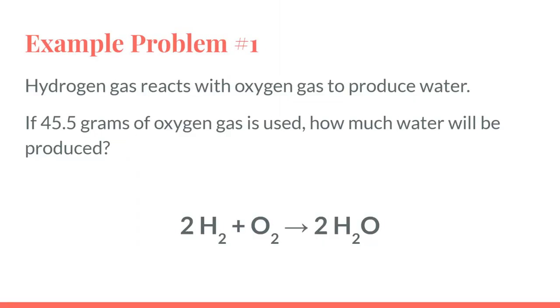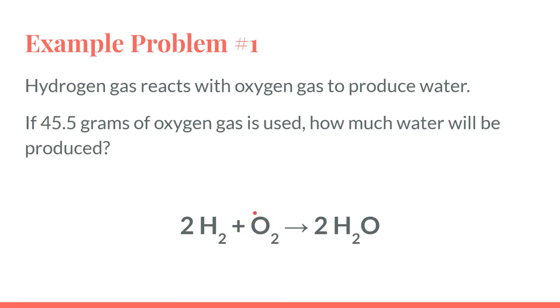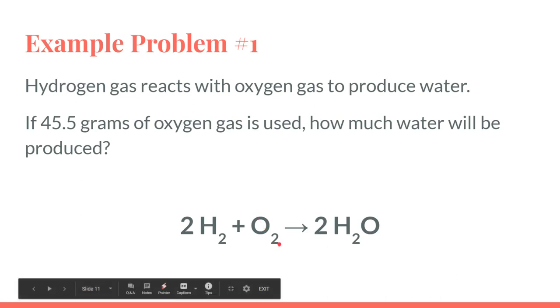So, looking at what I was given, hydrogen gas reacts with oxygen gas to produce water. I know hydrogen gas is H, and I know that hydrogen is diatomic, so that is why it is H2. Oxygen gas is O, and I know oxygen is also diatomic, so that is why I put the 2 here. And then those go to produce water, which is H2O.